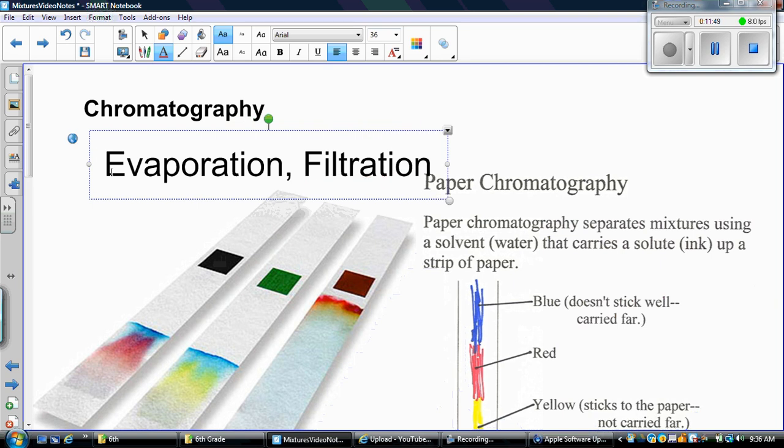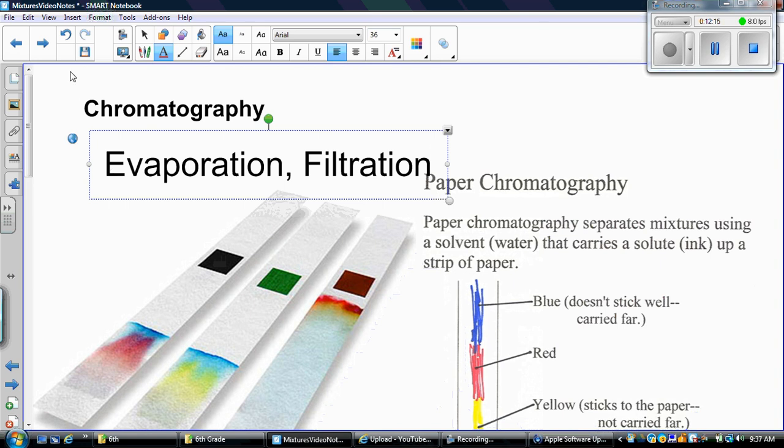There are other ones called distillation, but we get into that a little more in 7th grade. Evaporation, we know, is basically heating up a liquid and separating the parts out. Filtration is when you strain something. So if we have a mixture of sand, gravel, dirt, and rocks, we would put it through a strainer and let the smaller particles flow through and separate them out by size.